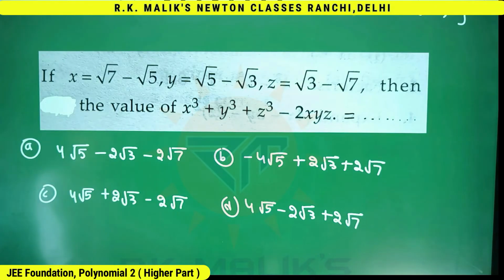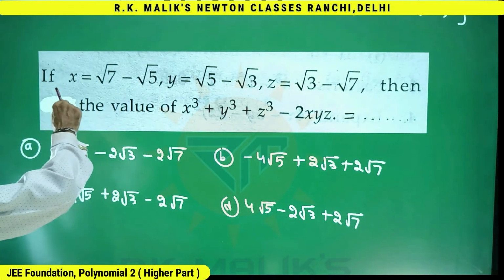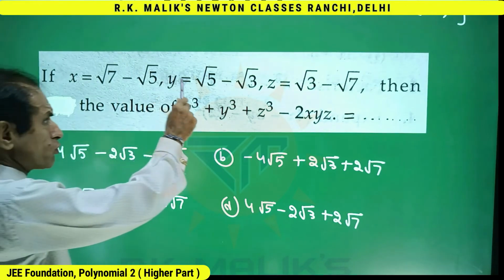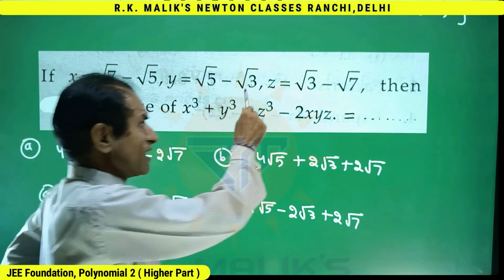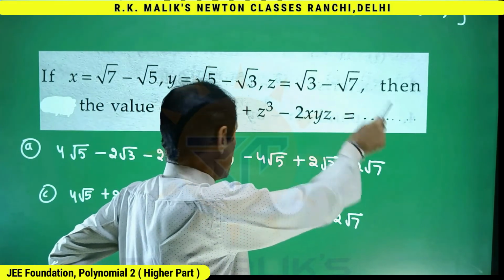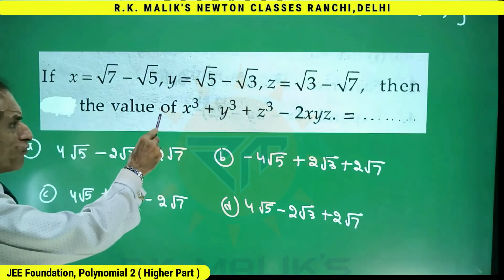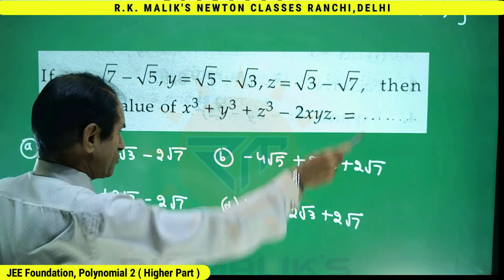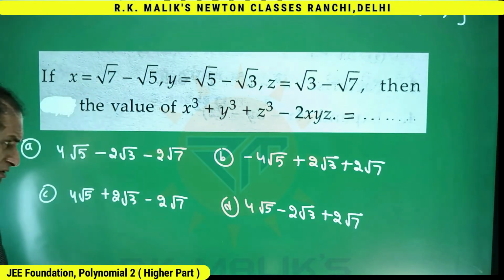In this question it is told to us that if x is equal to root 7 minus root 5, y equal to root 5 minus root 3, z equal to root 3 minus root 7, then the value of x cube plus y cube plus z cube minus 2xyz equal to, you have to find the correct choice.